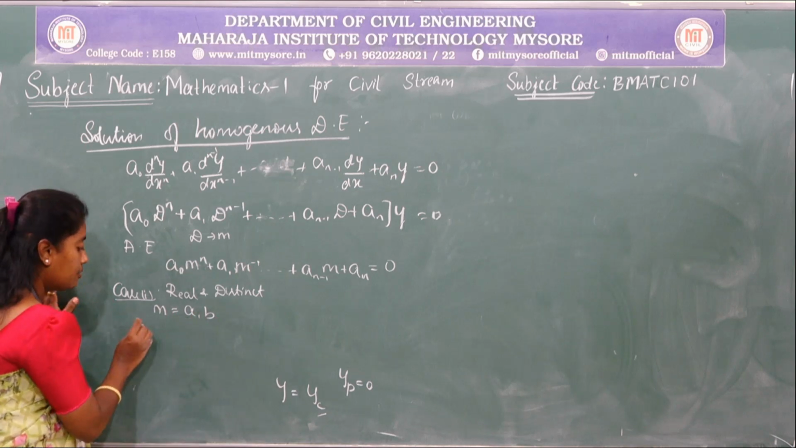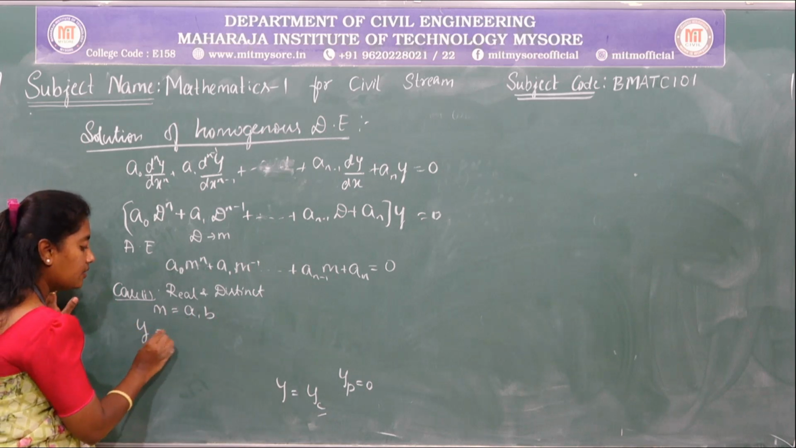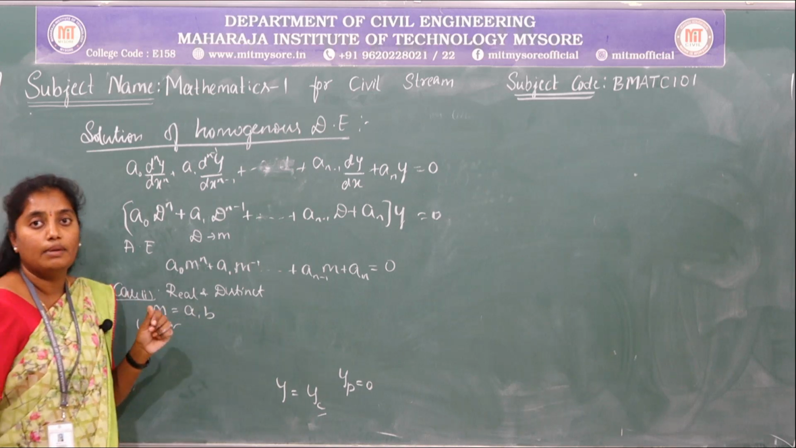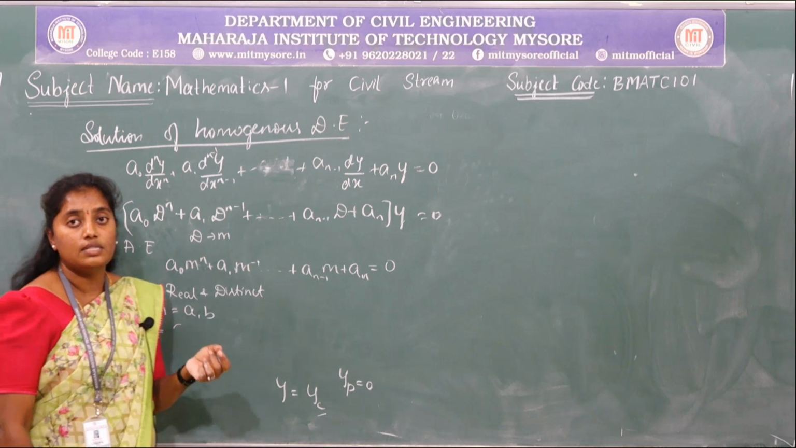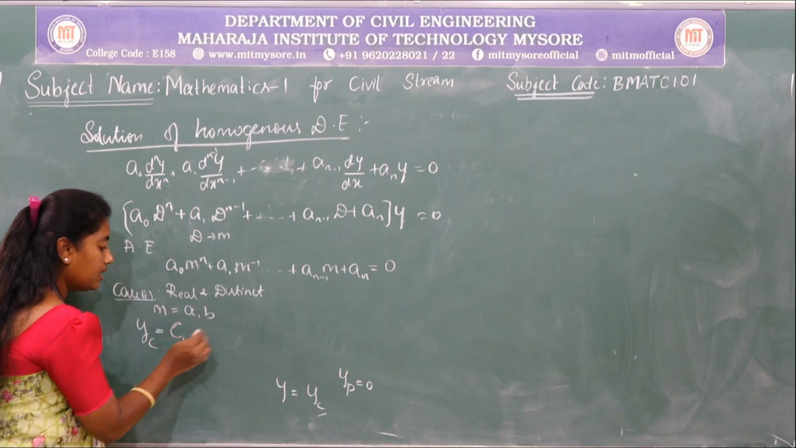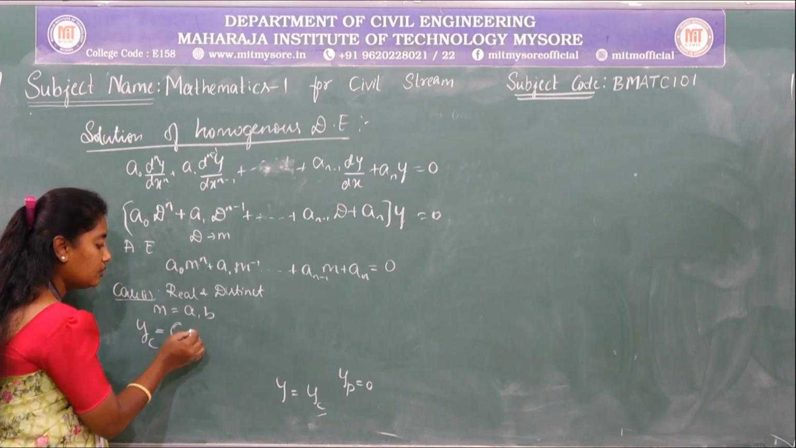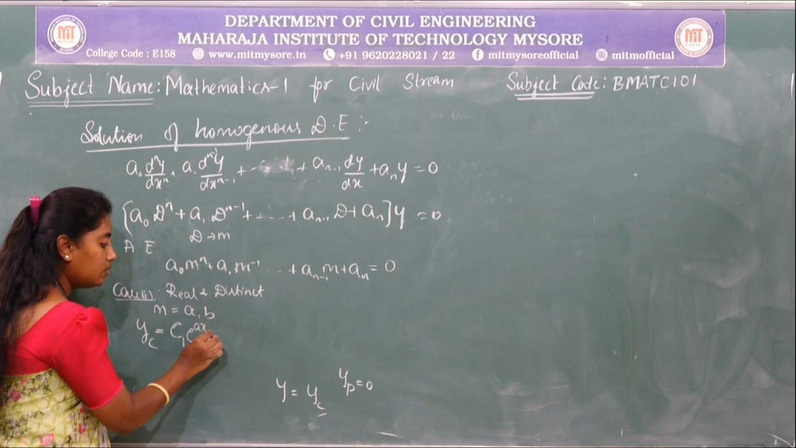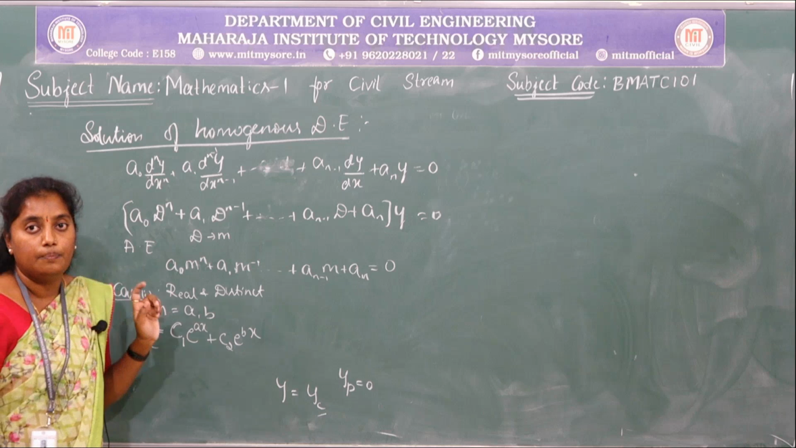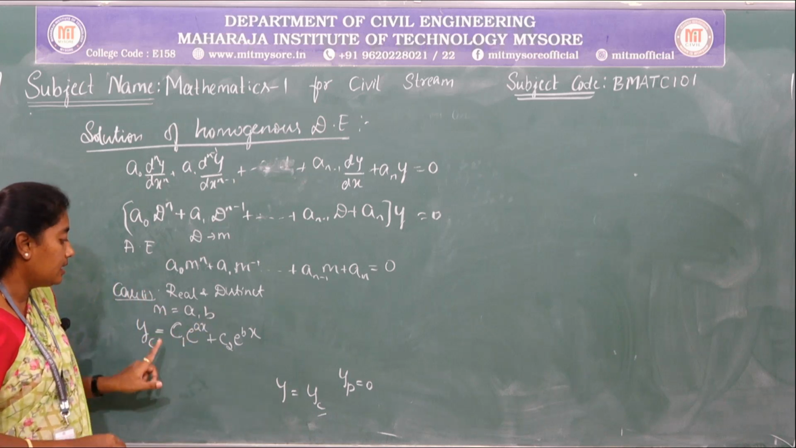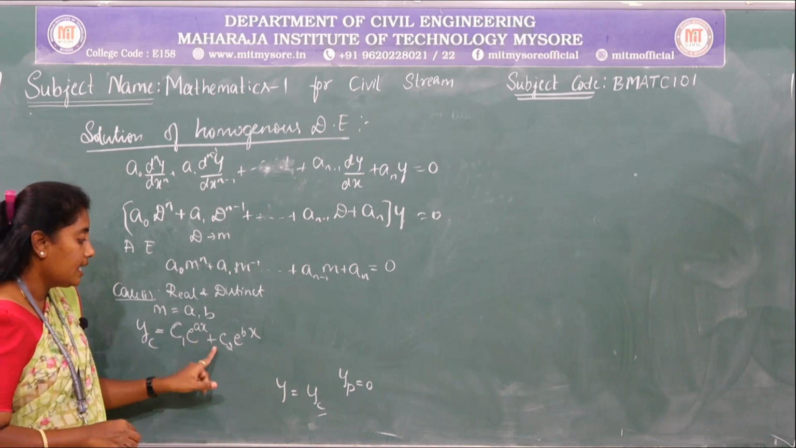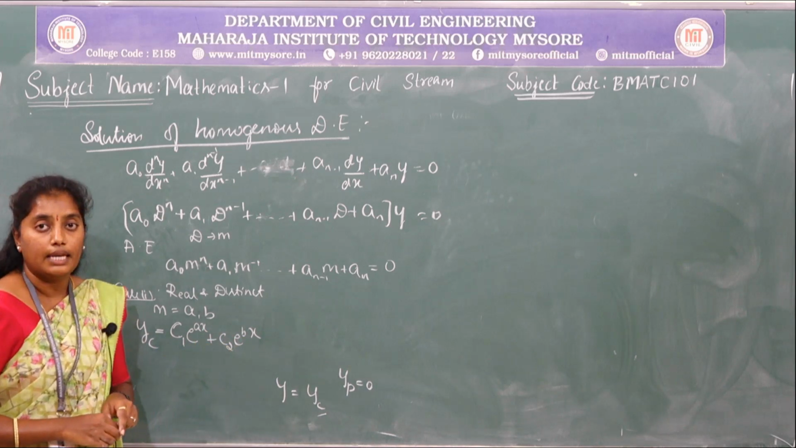If a and b are the roots, then the complementary function of the given equation is, based on the obtained roots, we have to select constants for the complementary function. Since we have two roots, let us take c1 and c2. c1 into e to the power of the first root plus c2 into e to the power of the second root. If the roots are real and distinct, the complementary function is c1 e to the power of ax plus c2 e to the power of bx.